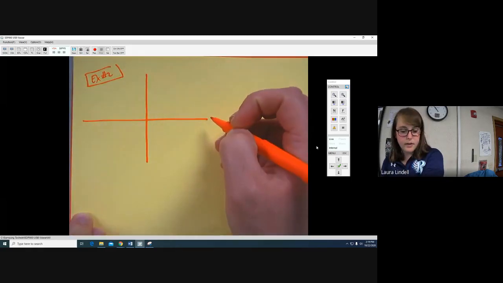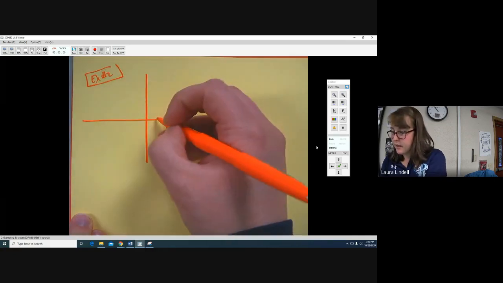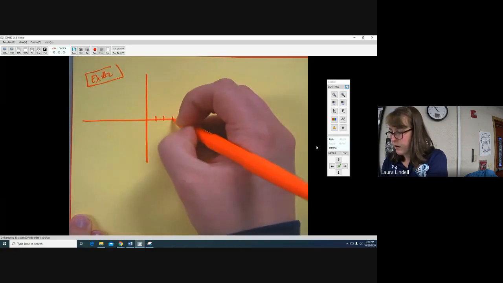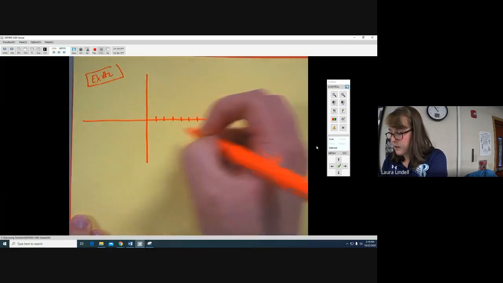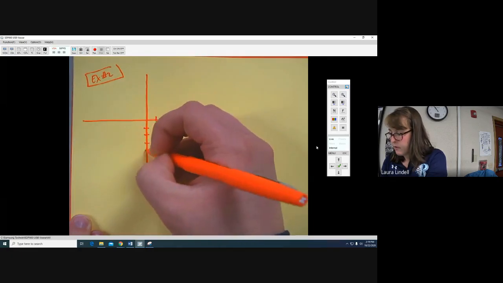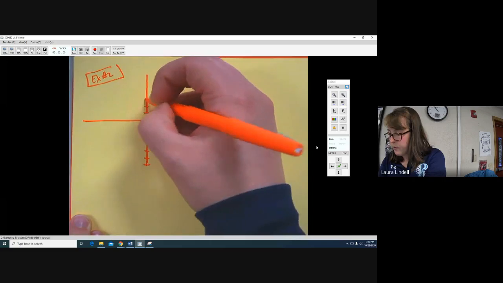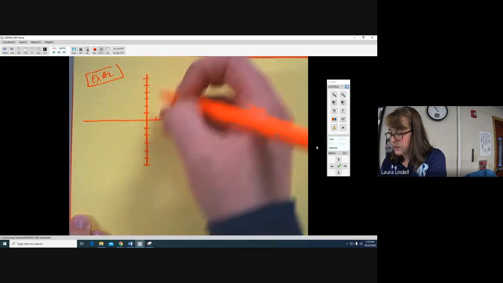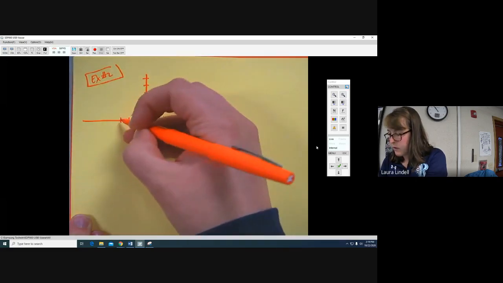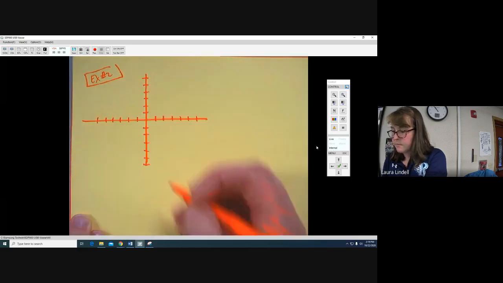And of course, we are going to need a coordinate plane. And we're going to go all the way out to 6 on these. So 1, 2, 3, 4, 5, 6.